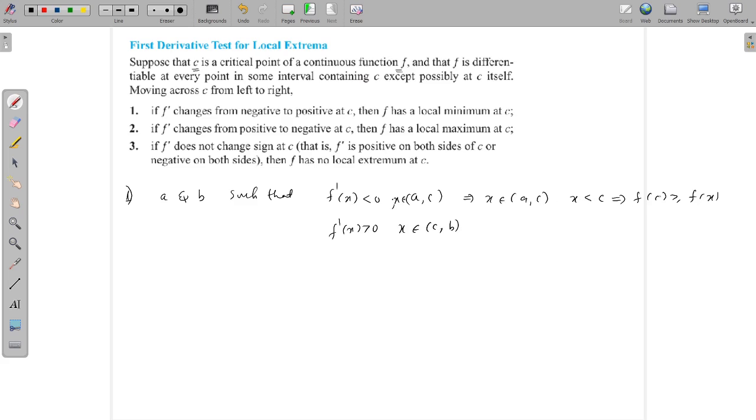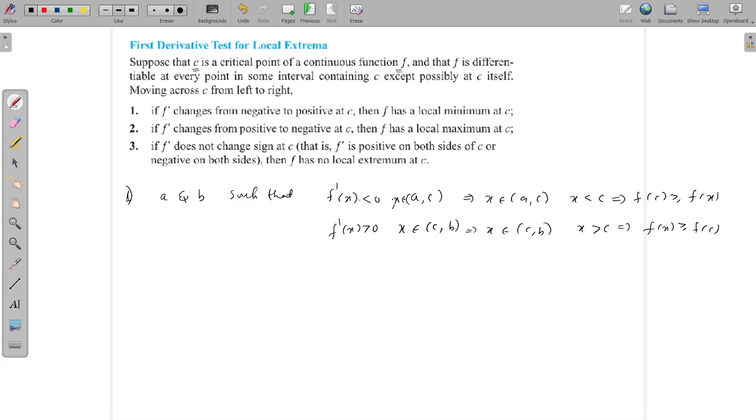So the function has the greater value at c than at this x. And for x belonging to (c, b), we have x greater than c because x lies in this interval, and here the derivative is positive. Derivative is positive means the function is increasing. Then the same result follows: f of x is always greater than or equal to f of c.